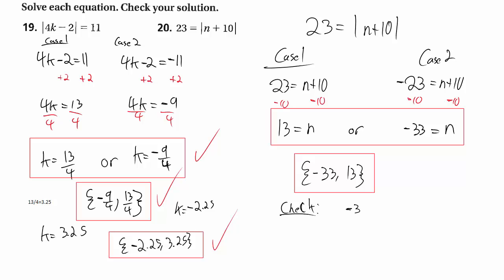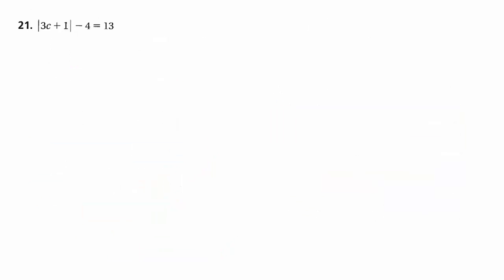Here's what I mean by the check. I'm going to look at my calculator. I'm just going to do these by hand. Okay, so if you take -33, add 10, you get -23. Absolute value of that, you get 23. The other one, you get absolute value of 23, which comes out 23, so they check out.